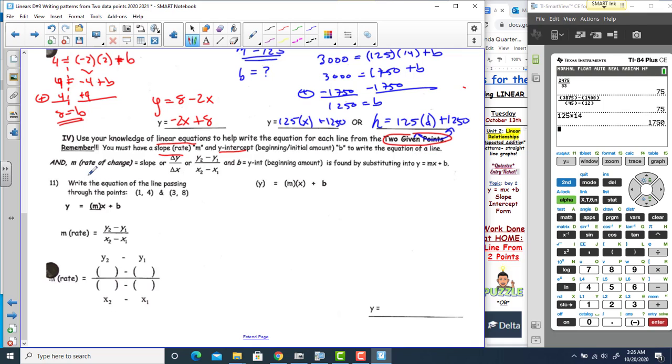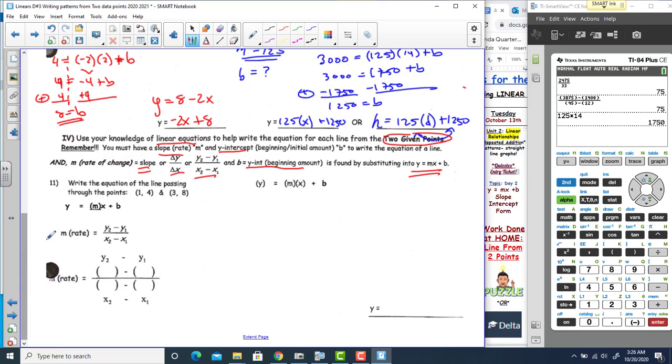And to write an equation of a line, we have to recall the slope is either the change in y over the change in x, the difference in y's over the difference in x's, the rise over the run. We use the beginning or initial amount as the value of the relationship at size 0, and it can be found by substituting in for y, m, and x in the slope-intercept formula.